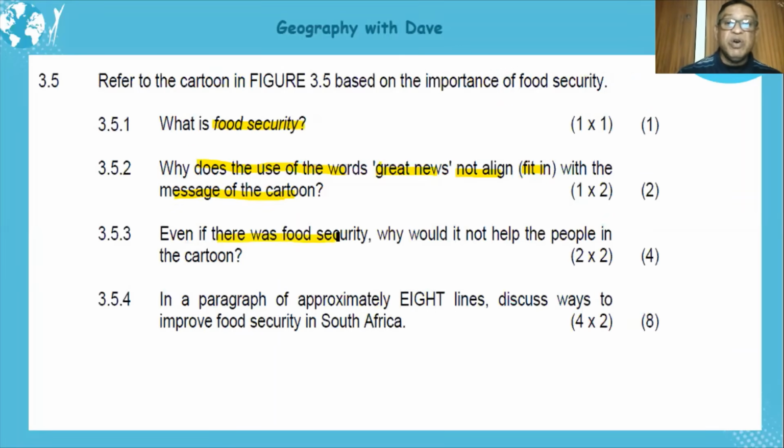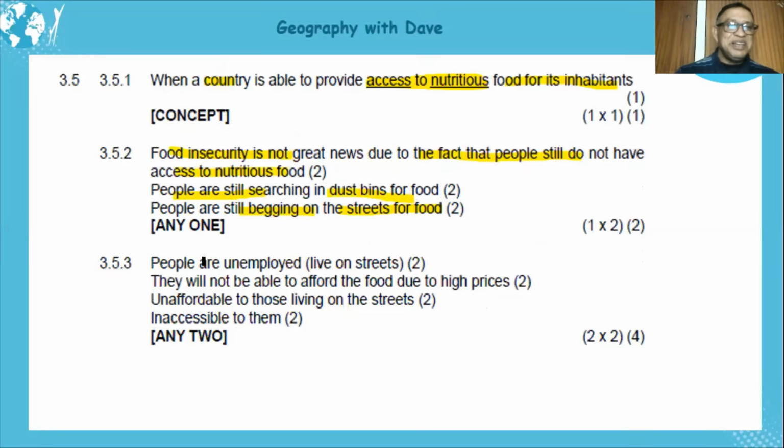Even if there was food security, why would it not help these people in the cartoon? Cost, isn't it? They're sitting, they don't have money. So can you see how obvious the answers are if you think carefully and smartly? It's reality based. You see they're begging for food. So can you see people are unemployed? They live on the streets. They won't be able to afford the food due to high prices. Can you see the answers? Same answers, things that you know: unaffordable for those living on the streets.